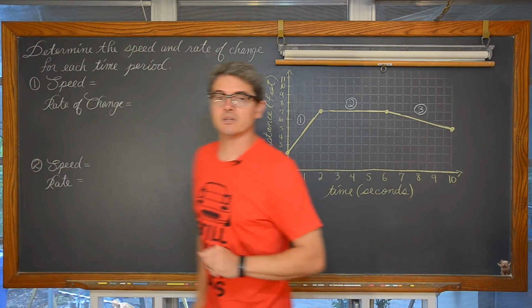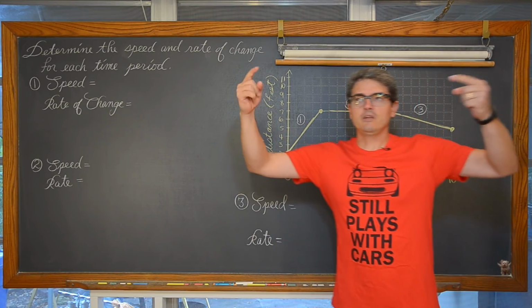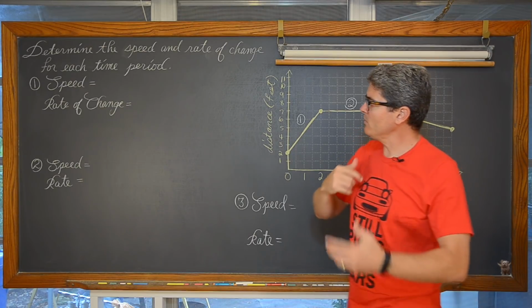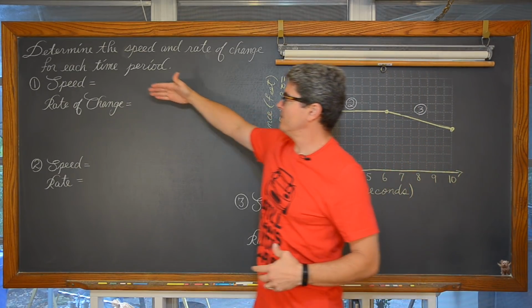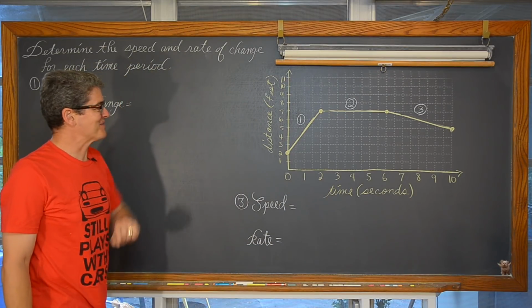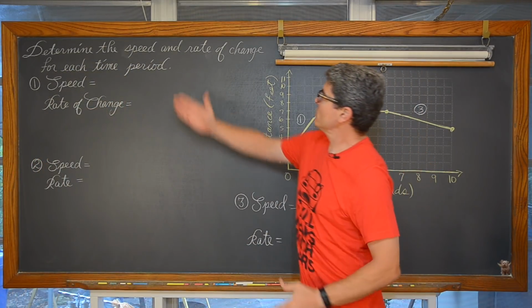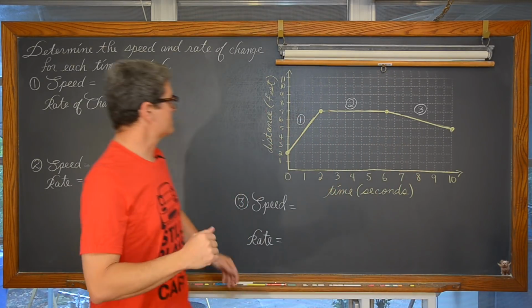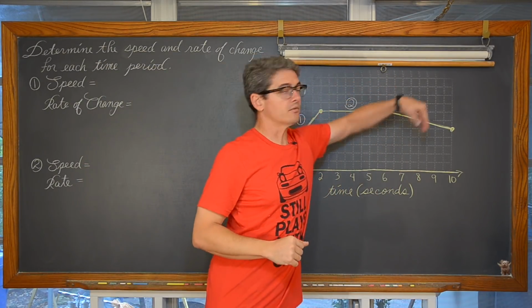Okay, so what's this going to look like? As we go through the 3 or 4 examples, we'll have timestamps in the description, and we're going to be calculating these speeds and rates of change off of this graph. So determine the speed and rate of change for each time period, and we have our time periods marked off as 1, 2, and 3.